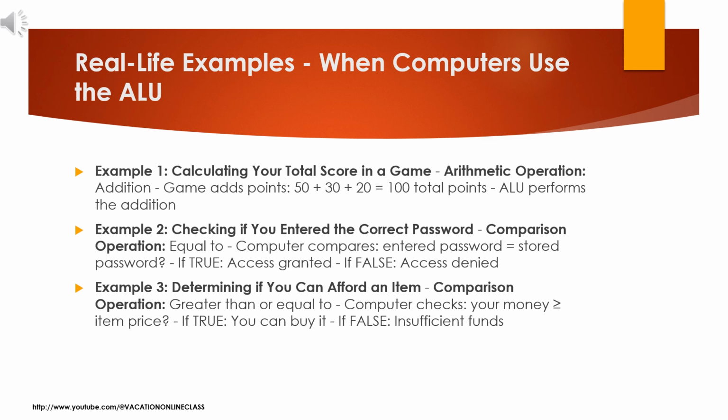To see the ALU in action, let's look at some real-life examples of how it handles our daily tasks. First, imagine you are playing a video game. Every time you pick up an item or defeat an enemy, the ALU performs an arithmetic operation. It adds those new points to your current score. For example, taking 50, 30, and 20 to give you a total of 100 points.